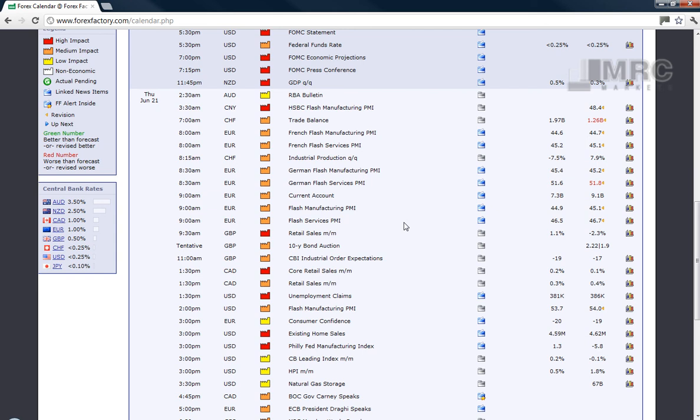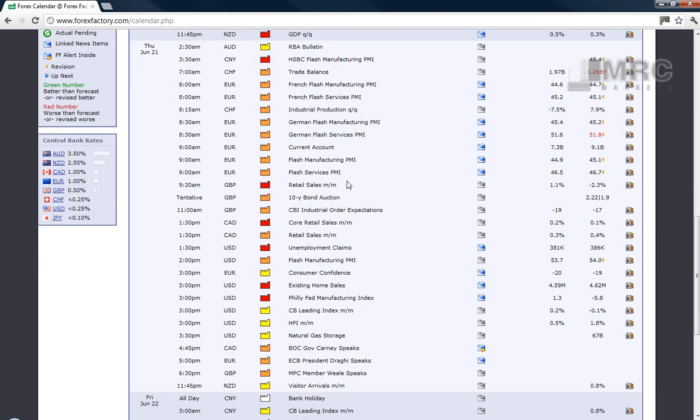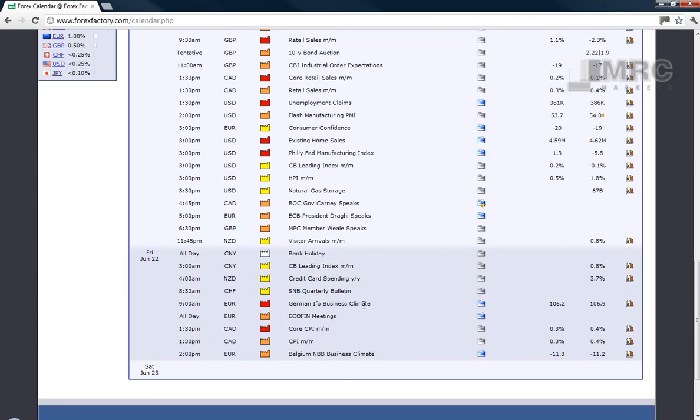On Thursday, what do we have? We have a lot of mid-tier Eurozone data, a lot of PMIs, the German and French PMIs coming out at about 8:30. At 9:30 we have some more UK news, retail sales month-on-month forecast at 1.1%. And we have weekly jobless claims at 1:30 in the US. And at 3 o'clock, some more US data. We have existing home sales and the Philly Fed manufacturing index as well.